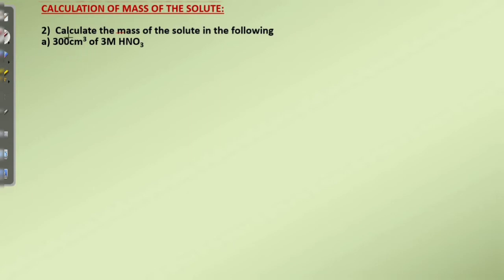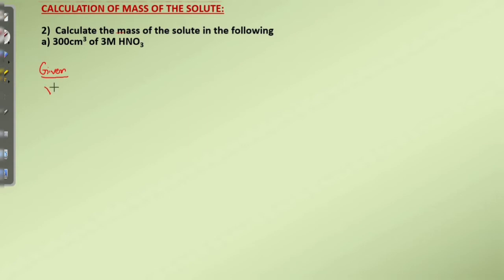Read the problem. Calculate the mass of the solute in the following solution. The solution is 300 centimeter cube of 3 molar nitric acid. 300 centimeter cube represents the volume of the solution, and 3 molar, that is the molarity of the solution, is also given. And one more thing, nitric acid, the name of the solute, is also given. So it is possible to calculate the molar mass also. First let us write the given data.